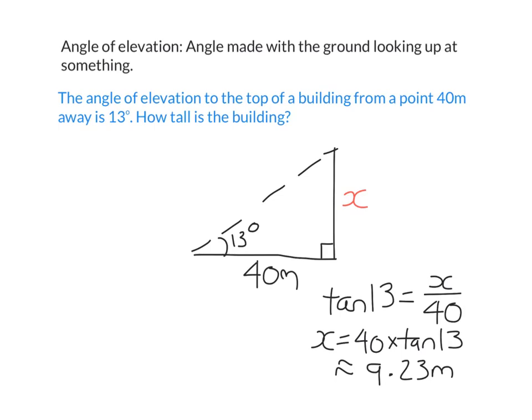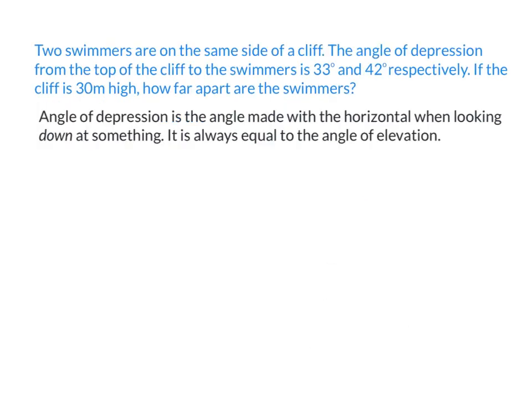Now we're going to look at angle of depression, which is the angle when you're looking down. So let's do this question here. 2 swimmers on the same side of a cliff. The angle of depression from the top of the cliff to the swimmers is 33 degrees to one of them, 42 degrees to the other. The cliff is 30 meters high, and we're going to calculate how far apart the 2 swimmers are. Once again, we're given words but no diagram.